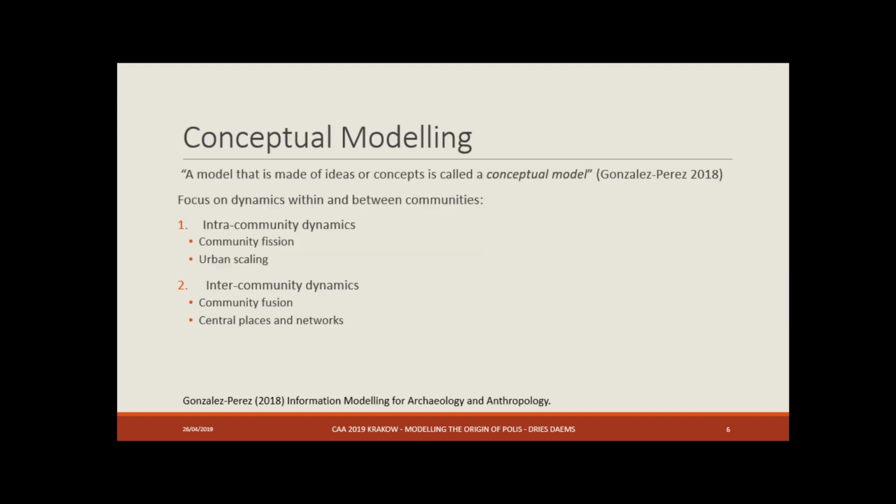So, starting with conceptual modeling. Very basically, a conceptual model is any model that is made from ideas or concepts. Very basic definition, of course. And in this case, I'm interested mainly, or in the first place, in settlement dynamics, the interactions within and between settlements. So I will focus on intra-community dynamics and on inter-community dynamics. These two are the main components.